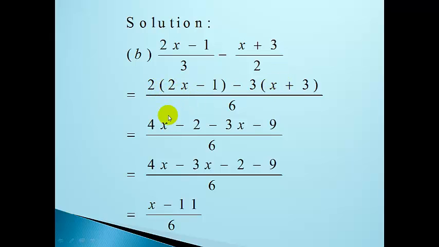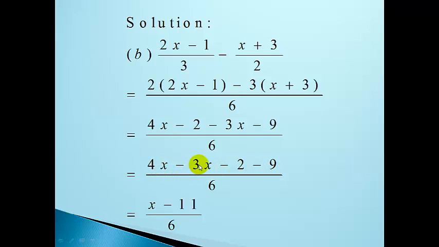Now 2 times 2x equals 4x. 2 times minus 1 equals minus 2. Minus 3 times x equals minus 3x. And minus 3 times plus 3 is equal to minus 9. Now let's group the like terms. So we have 4x here, minus 3x here. Then we also have minus 2 here and minus 9 here. So grouping the terms, we have 4x minus 3x minus 2 minus 9.